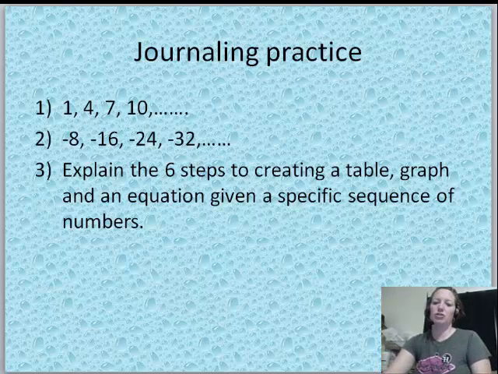Now, in your journal, what I want you to do is try this sequence of numbers, 1, 4, 7, and 10, following your steps. Then you're going to try negative 8, negative 16, negative 24, negative 32. And then you're also going to explain the 6 steps to creating a table, a graph, and an equation given a specific sequence of numbers.